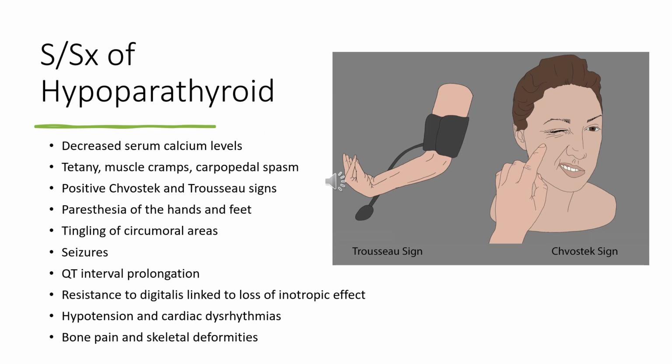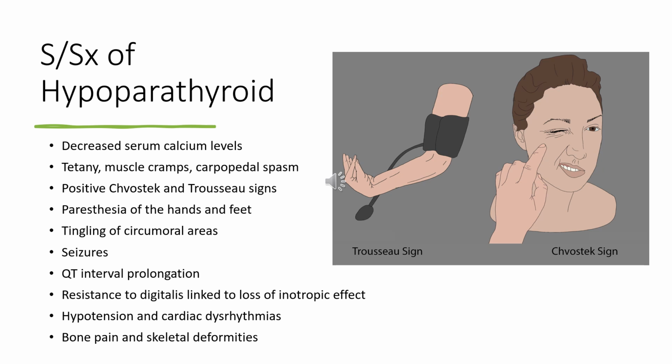What are our signs and symptoms of hypoparathyroidism? This is where we take blood and we have low serum calcium levels. We can have tetany, muscle cramps. We can have a positive Chvostek's or Trousseau sign. So familiarize yourself with those.